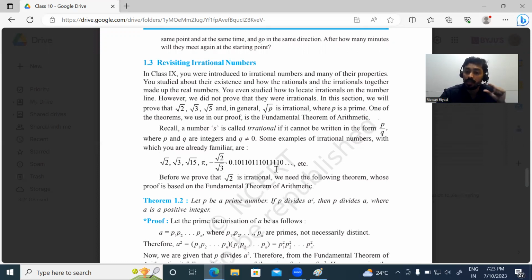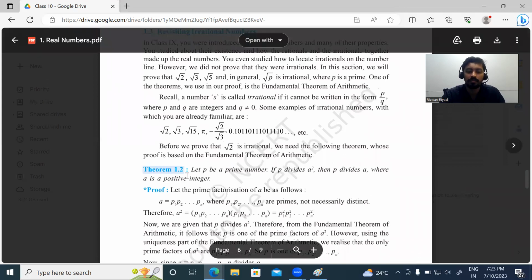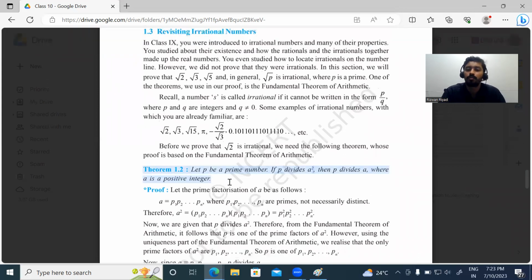In this video or in this chapter, we will study these things. We will prove that these numbers, root 2, root 3, root 5, 1 by root 2, such numbers are irrational. So in the remaining part of this video, I'll be discussing this. For that, this theorem is necessary. Without this theorem, we cannot prove it.